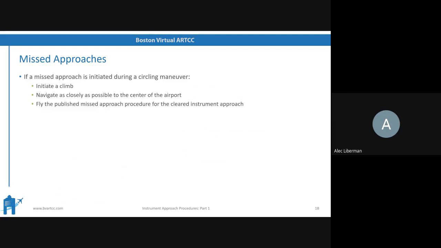Now, if a missed approach is initiated during a circling maneuver, what's step number one? You climb. Get the airplane nose up, get it flying up. Then you navigate as closely as possible to the center of the airport, so while you're circling, turn towards the airport, and then you fly the published missed approach procedure for the cleared instrument approach. So let's say you're cleared on the ILS approach, and then you circle out of it, and then in the circle you decide to go missed, you fly the published missed approach procedure for the ILS approach.